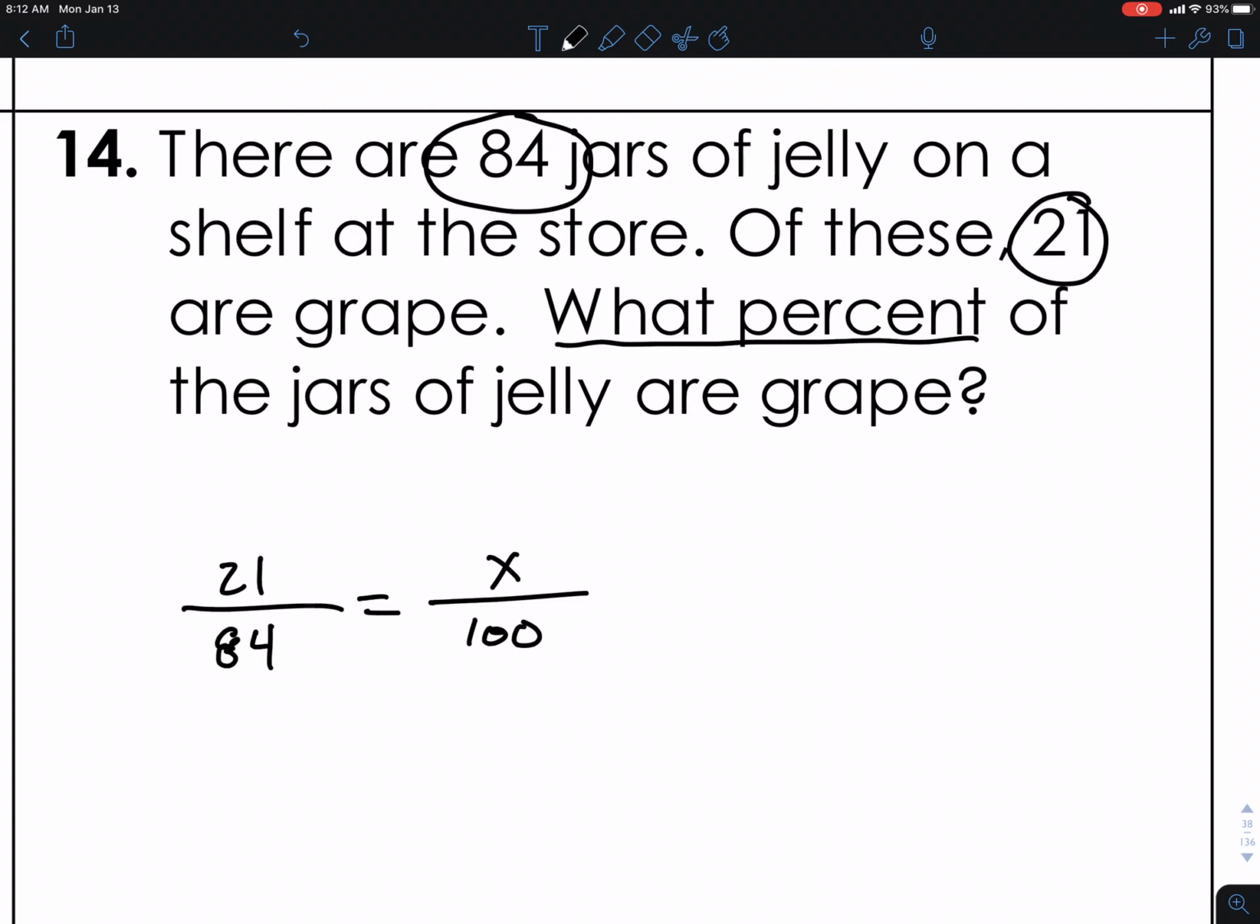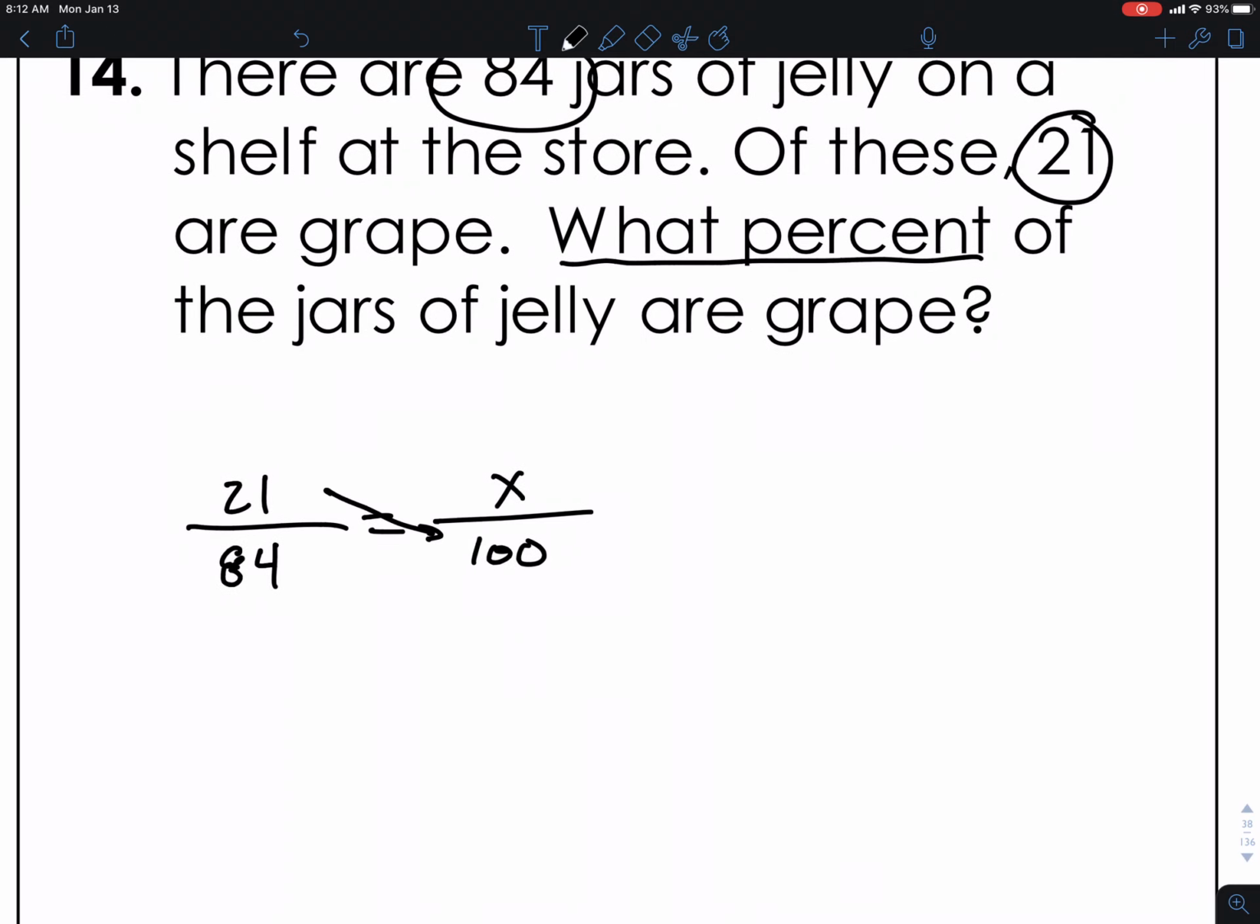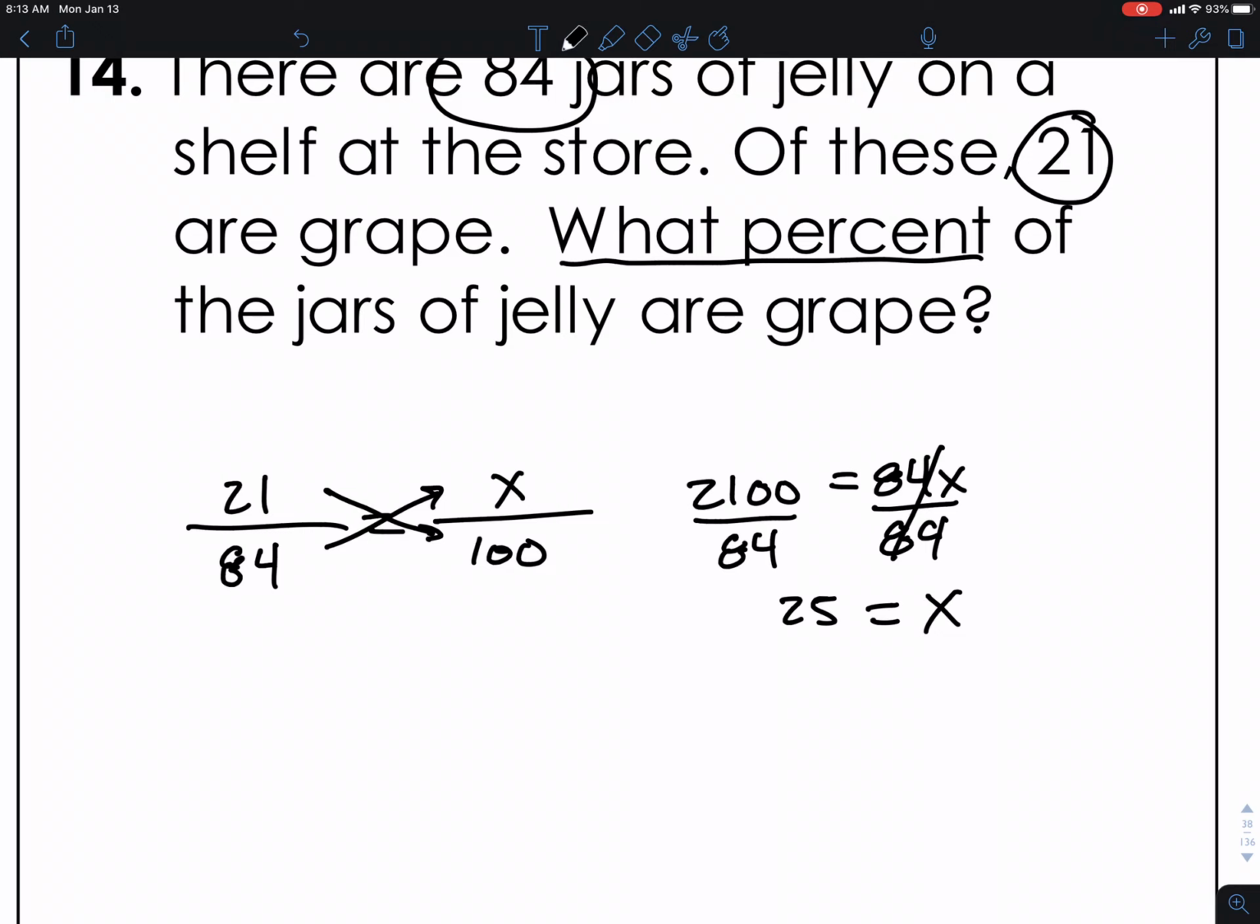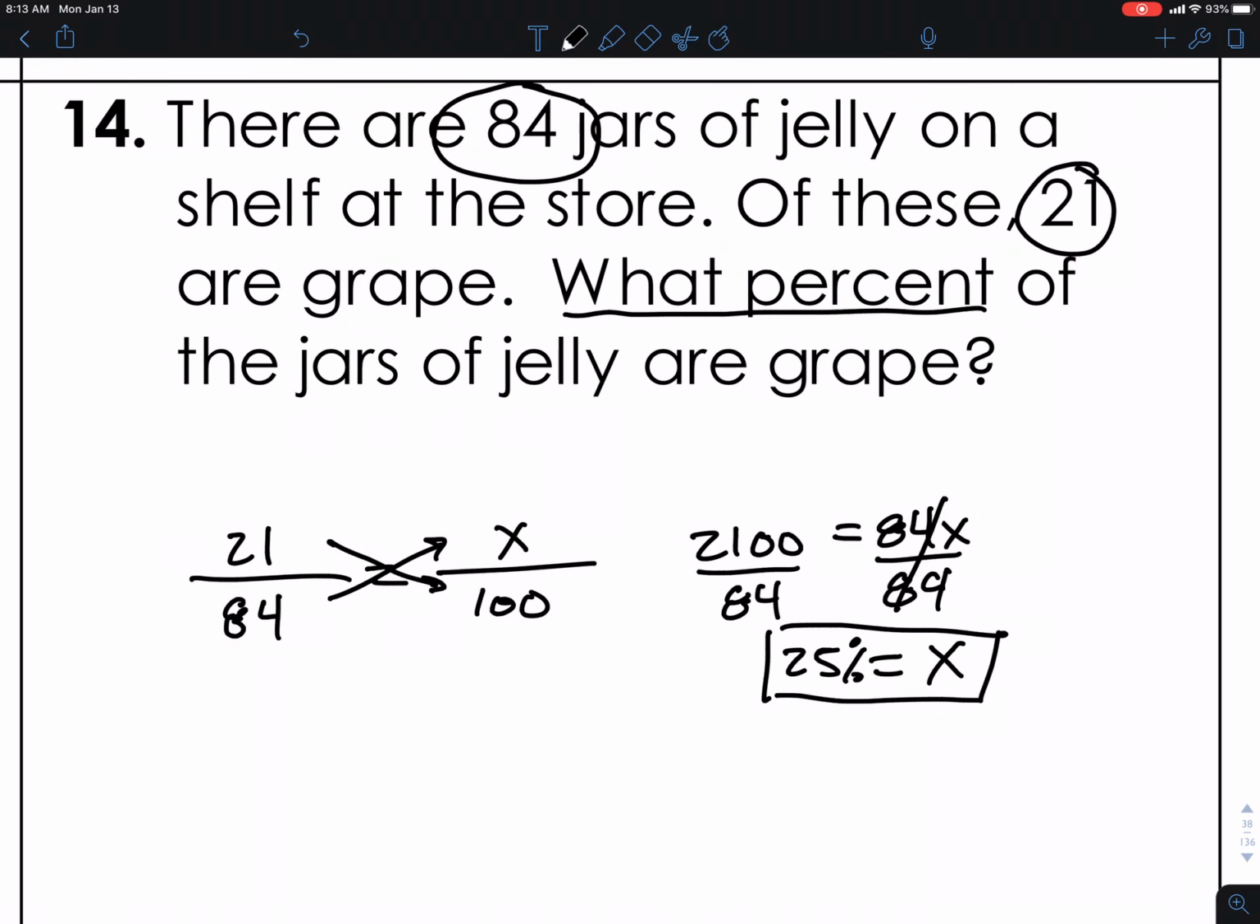So again, we got it all set up. Cross multiply, 21 times 100 gives me 2,100. 84 times x gives me 84x. We do the opposite to get rid of it. Divide by 84. Divide by 84, that goes away. 2,100 divided by 84 gives me 25. So it's 25%. So 25% of them are grape. Okay? And 25 goes into 100 four times. So if you multiply 21 times 4, guess what you get? 84.